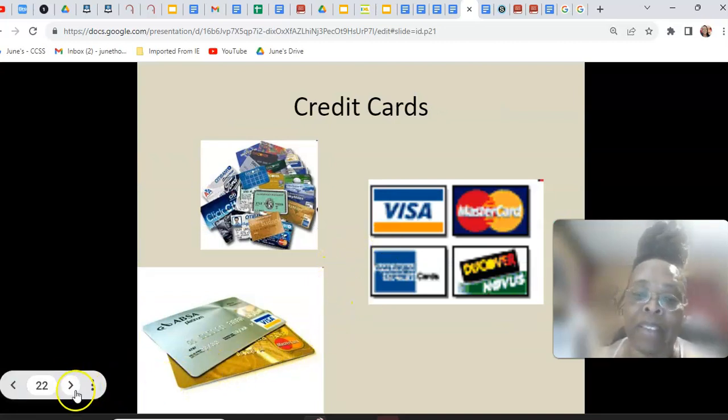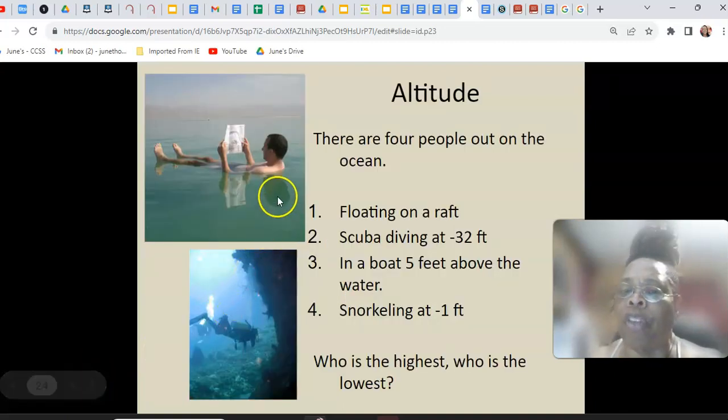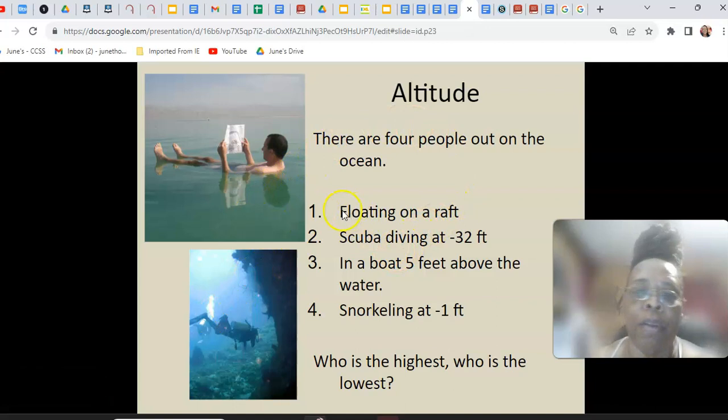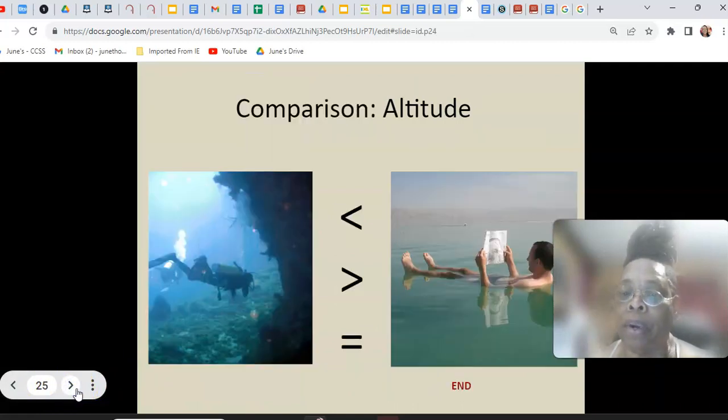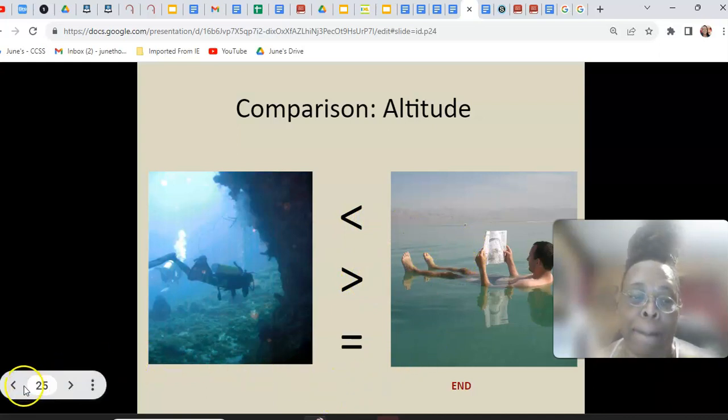We can use integers for credit cards, business, banking, money. We use integers to tell temperature, high and low temperature. We use integers again for altitude, whether we're floating on a raft, scuba diving, in the boat, snorkeling. We can tell who's the highest and who's the lowest by using integers. We can compare using integers, and remember the mouth is open to the largest and points to the smallest.